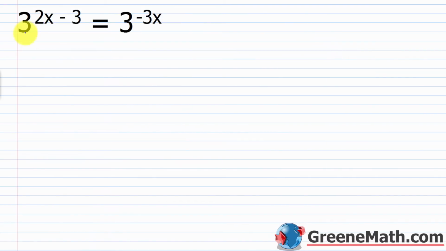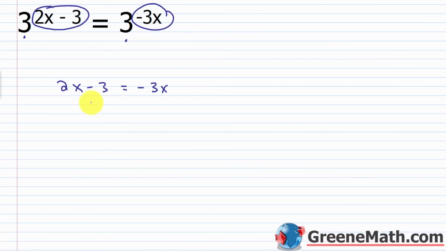All right, let's take a look at another problem. Suppose you see 3 raised to the power of 2x minus 3 equal to 3 raised to the power of negative 3x. In this case, we have an easier example. Essentially, all we need to do is take 2x minus 3 and set it equal to negative 3x, because we already have the same base of 3 in each case. So you would have 2x minus 3 is equal to negative 3x, and then we'd solve this for x.